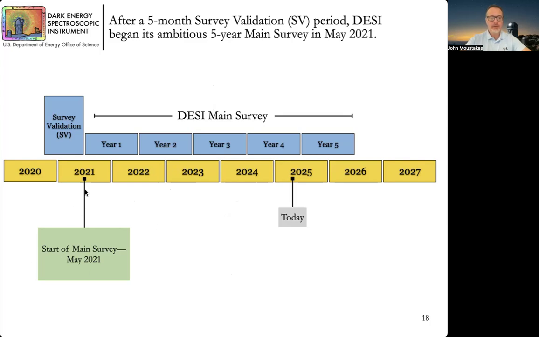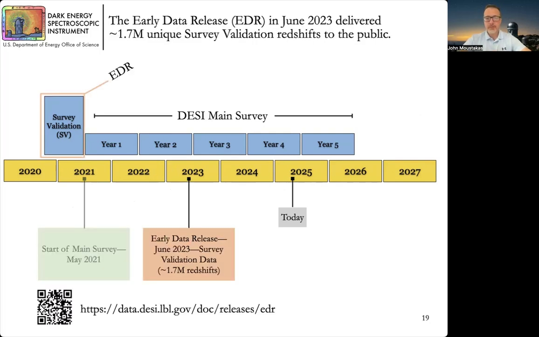So the main survey for DESI began in May 2021 after a 5-month survey validation period where we basically tried to answer the question, can we do the science that we want to do? And today is now March 2025. So we released all our survey validation data in June 2023 in the early data release. So that comprised about 1.7 million unique redshifts, and those data have been public for over a year. You can navigate to the data release site here with this QR code as well.